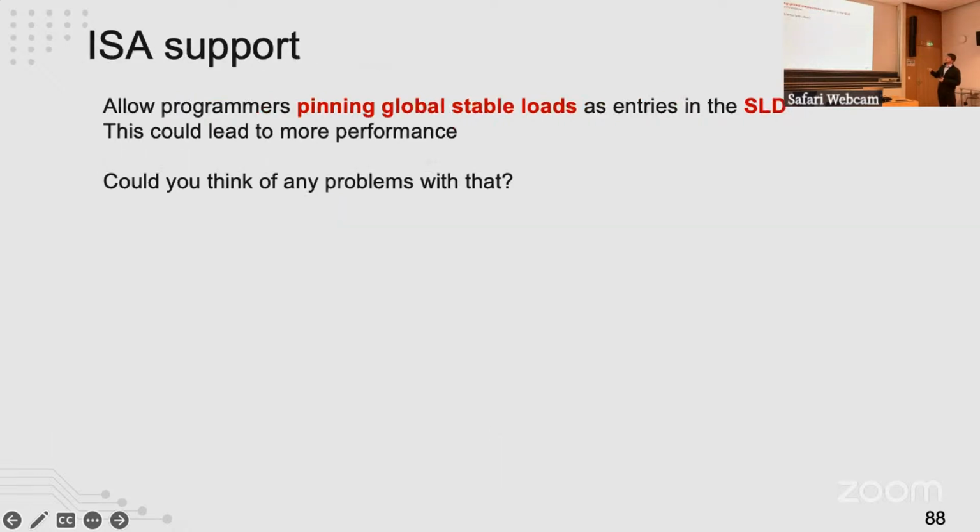Some other, of course, the most easy approach is to enable the ISA support to allow the programmer to pin the global stable loads as entries inside the SLD. This, of course, could lead to more performance if the programmer is smart enough to place these global stable loads. But can you find any problems with that approach? Like more complexity for the programmers? Yes, besides that, yeah, of course.